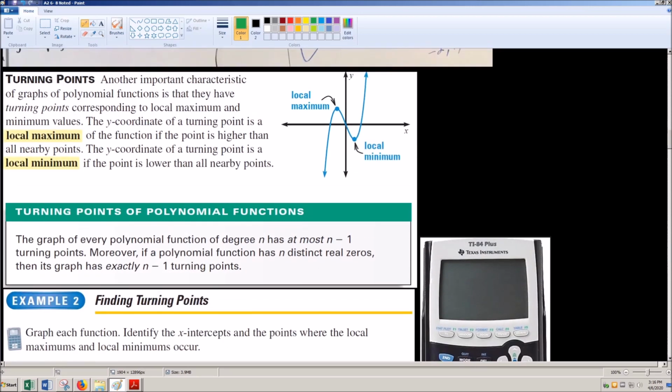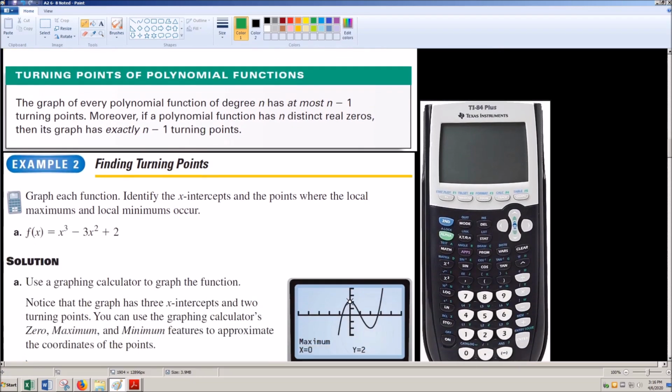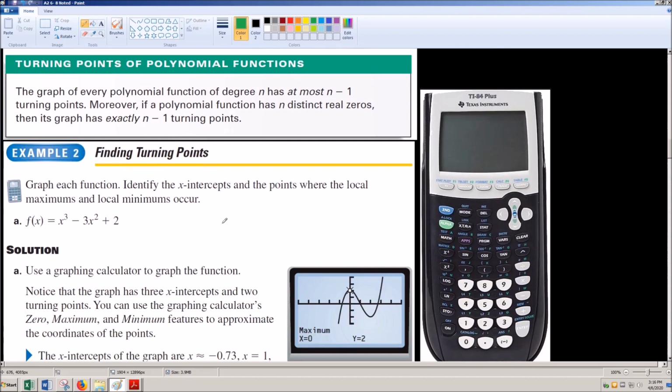Here we have a slightly cleaner version of where our turning points come in. Local maximums and local minimums here. I'm going to show you how to do it on the 84, but I'll also just highlight it in Desmos should you choose to do it there as well. We already summarized these turning points here.